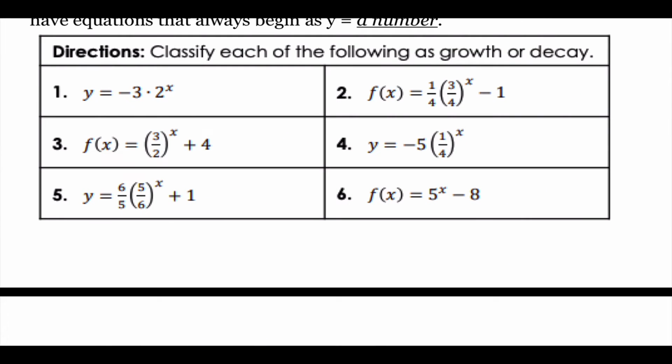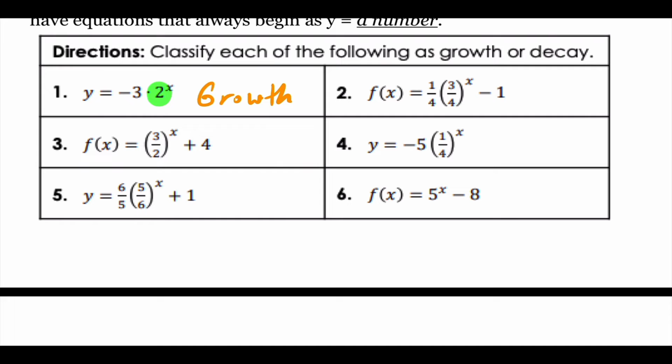Each of these, we have to classify without looking at a graph, because I don't have a graph. Is it growth or decay? Let's look at number one. What do we look at? We're looking at B. B is the guy. How do you tell A versus B? B is the guy with the exponent variable. So who has the exponent variable? 2. Is 2 bigger than 1? Yes, it is. So that means this one is growth.